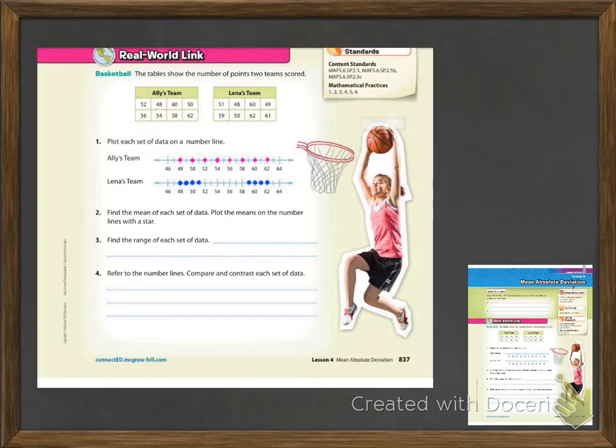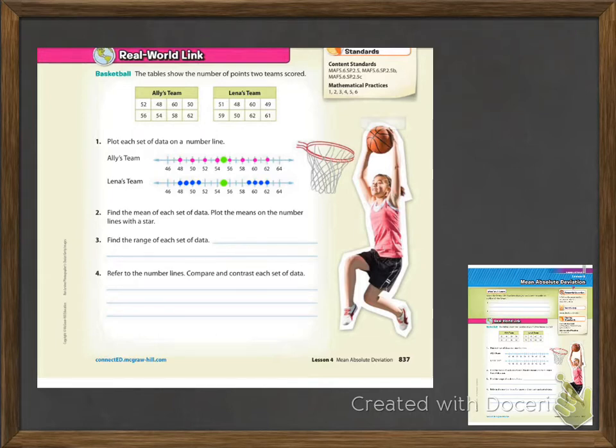Now, question number 2 asks you to find the mean of each set of data. I'm going to help you guys out. I'm not going to make you add these numbers up and divide, and we're going to put a little star, or actually I'm going to use a larger dot in green for you to see the mean. I know it says to do a star, but I couldn't do a star with my little stylus. So for number 2, we found that the mean for both Allie's team and Lena's team is 55 for both of them.